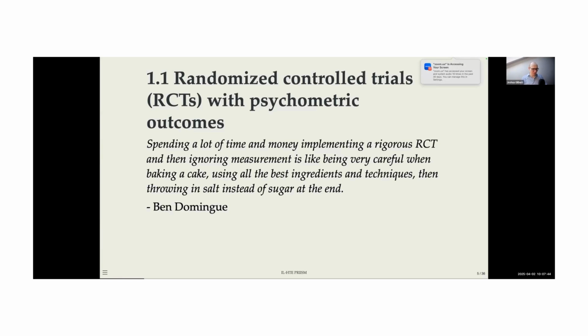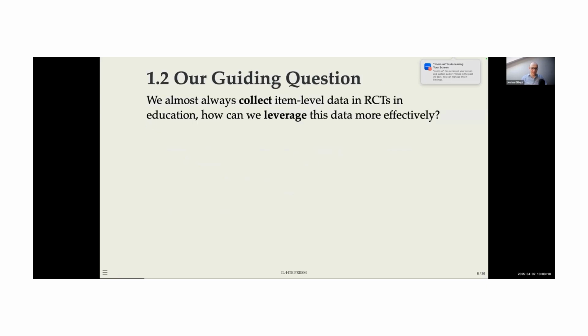And I really love that quote, one, because it's very evocative, but two, I think there's a lot of truth to it. We do spend a lot of time and money implementing rigorous RCTs, and we should. They're one of the best tools we have in the social sciences for determining what works, for governments, universities, nonprofits. It's sort of our gold standard toolkit. But I'm going to argue we're leaving some information on the table when we don't consider measurement considerations.